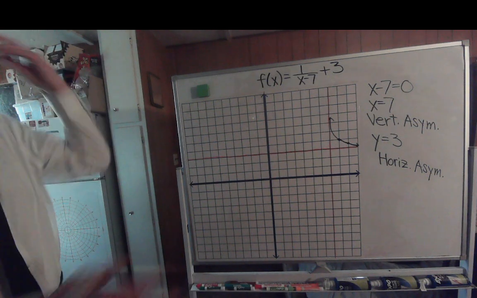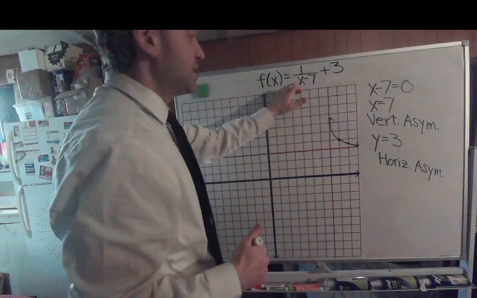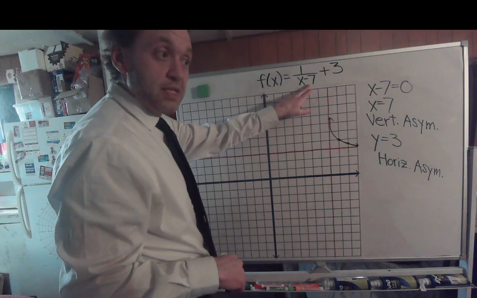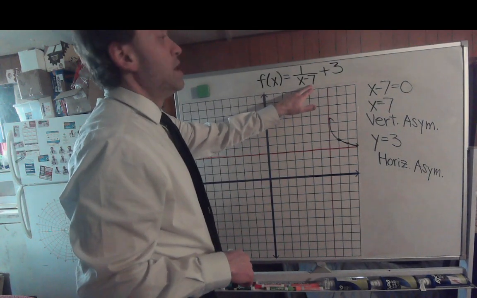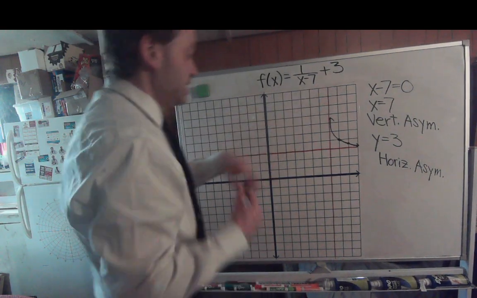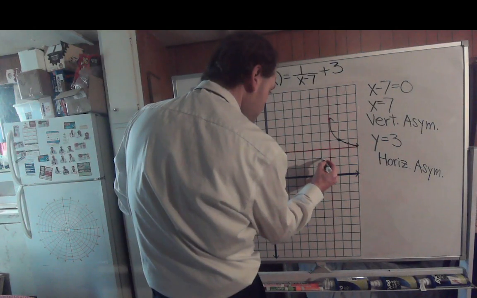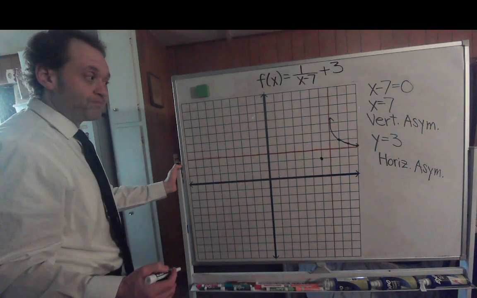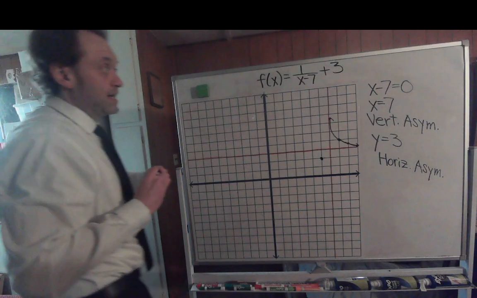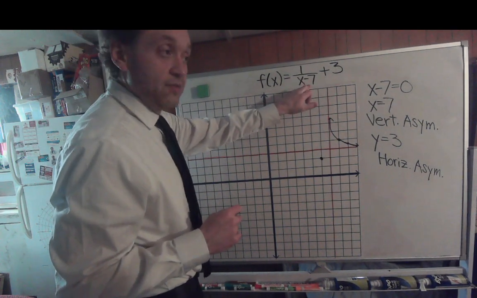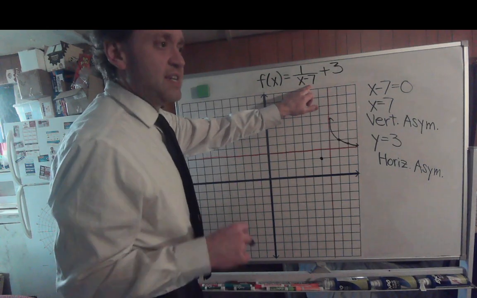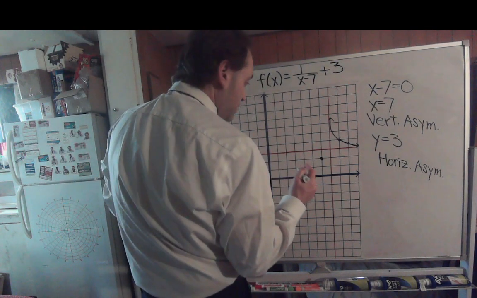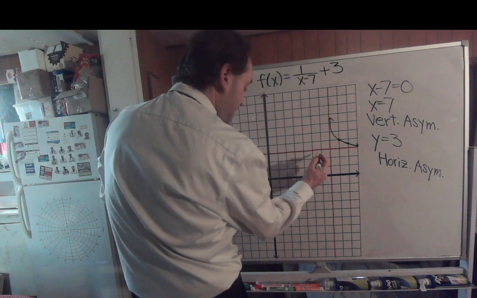All right, let's go to the left of x equals 7. What about when x equals 6? So 6 minus 7 is what? Negative 1. 1 over negative 1 is negative 1 plus 3 is 2. So at positive 6, you'll get a y value of 2. Now what about when x is 5? 5 minus 7 is negative 2. 1 divided by that is negative 1/2 plus 3. You would end up getting 2.5.